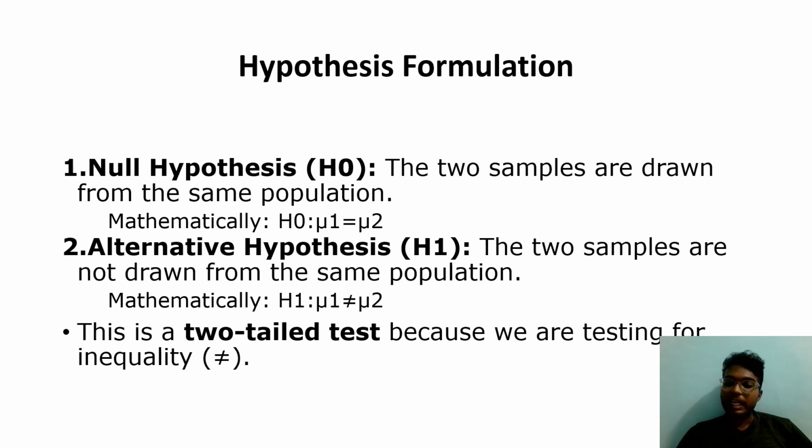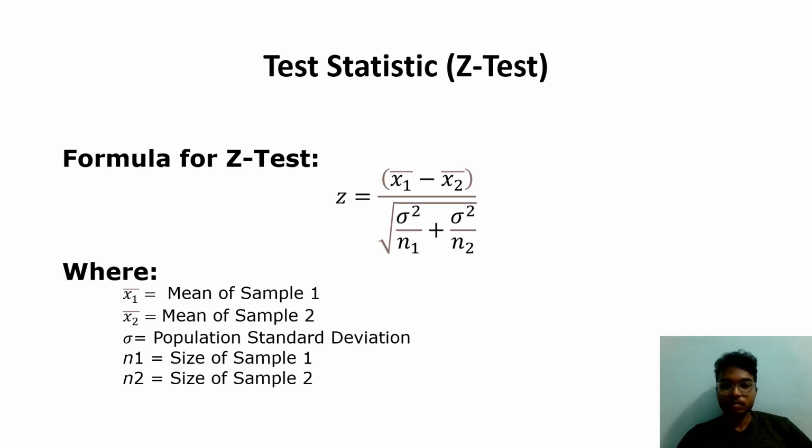So this is a two-tailed test because we're testing for inequality. That is what we are understanding: whether the two samples are belonging to the same population or they are not belonging to the same population. This is what is called a two-tailed test. And the test statistic is the Z test.